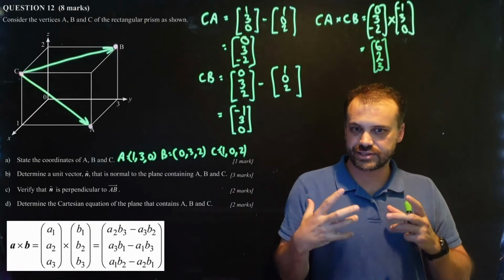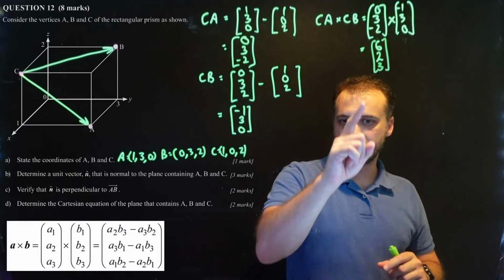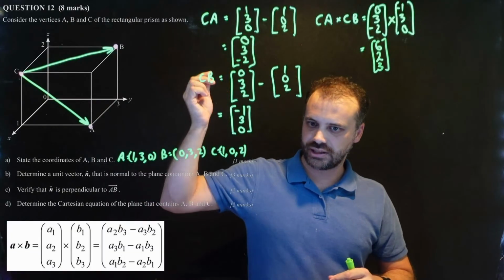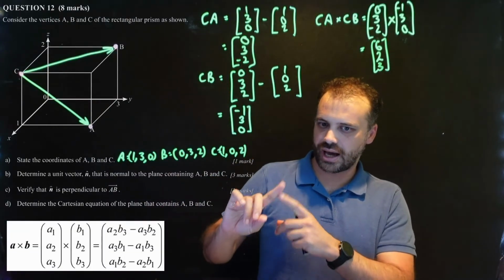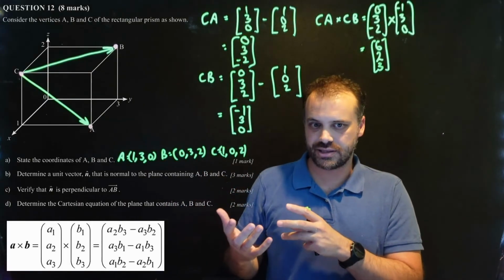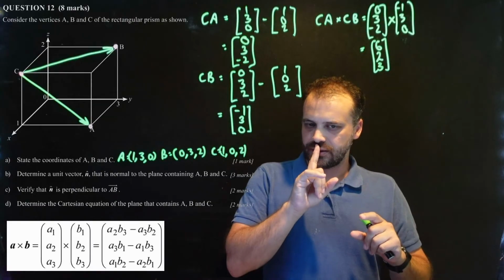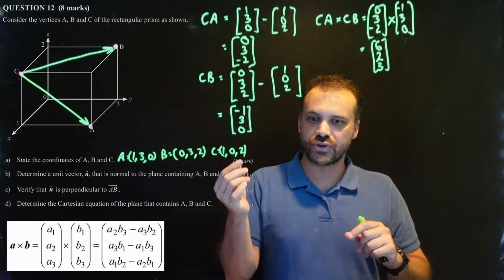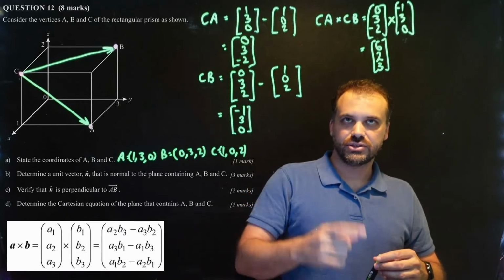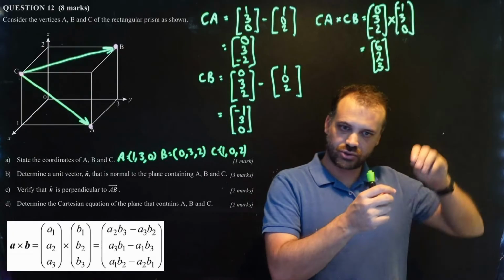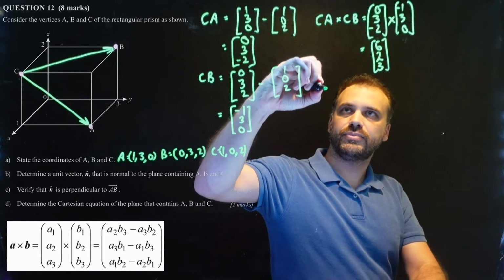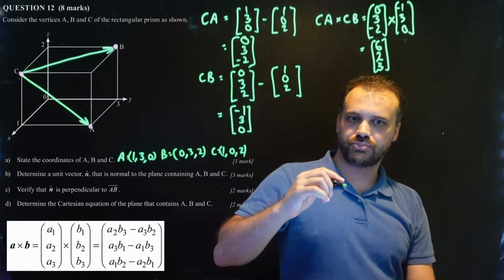We get 6, 2, 3. Now, what is 6, 2, 3? That is the vector that we want that is perpendicular to A, B, and C, or at least normal to the plane containing A, B, and C. Same thing. Now, part B didn't ask us for the vector, it asked us for a unit vector. So it doesn't just want 6, 2, 3, because that's quite a long vector, it wants the unit vector. So, the unit vector of CA times CB.